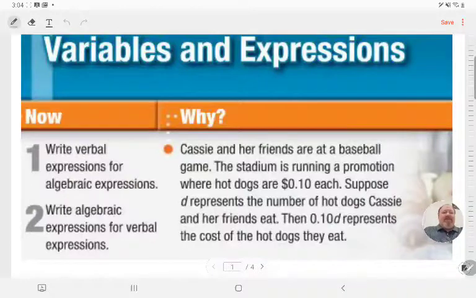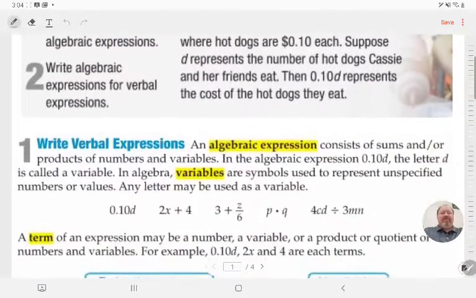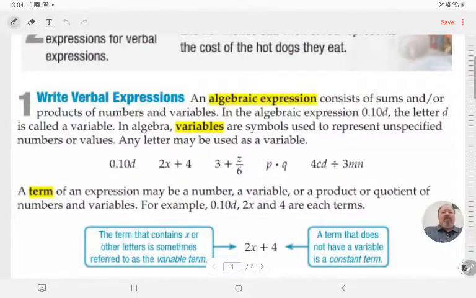It says Cassie and her friends are at a baseball game. The stadium is running a promotion where hot dogs are 10 cents each. Suppose D represents the number of hot dogs Cassie and her friends eat. Then 0.10 times D represents the cost of the hot dogs they eat. So we are to write variable expressions.